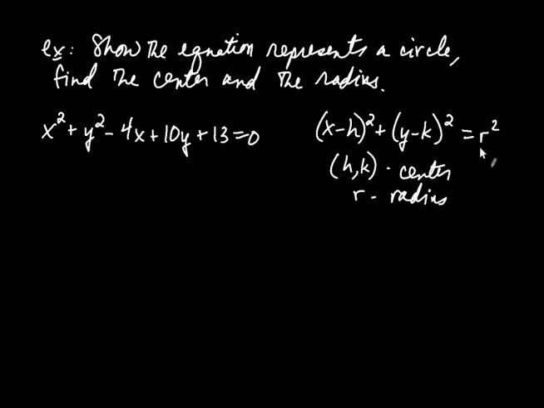So we want the constant on the right-hand side. The first thing we're going to do is put all the terms with x together, the x squared and the negative 4x, and the same with the y, and we'll take the 13 over to the other side. So we're going to write this as x squared minus 4x plus y squared plus 10y is equal to negative 13. That's just a rearranging of terms, and we're prepping this problem for completing the square.